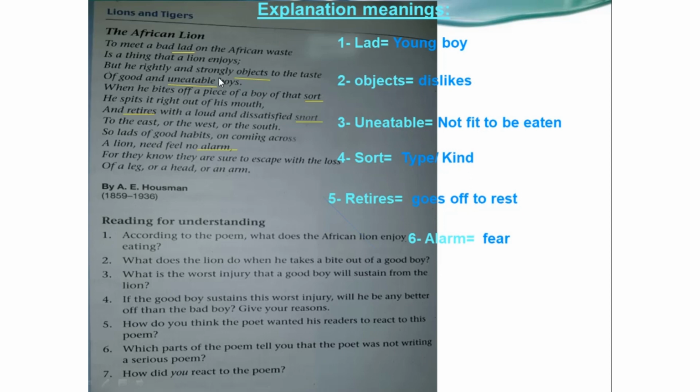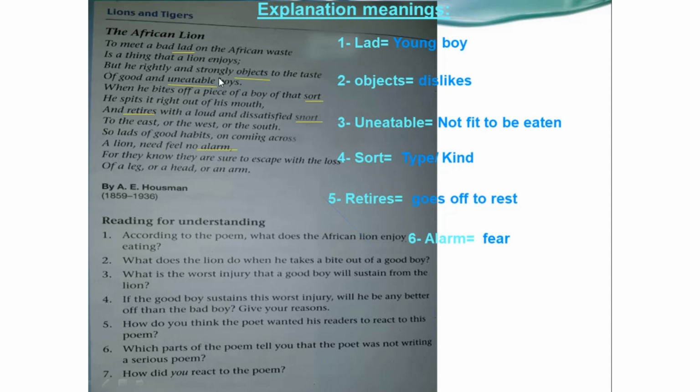Lion will not eat the rest of the boy. Why? Because he doesn't like the taste of a good boy. He likes to eat the bad boy only, right? So here what the author is telling us is that the lion will spit it out, and unhappily the lion will move away. So this good boy has to go with the loss of one leg, one arm, or head maybe. That is how it is a funny kind of poem.